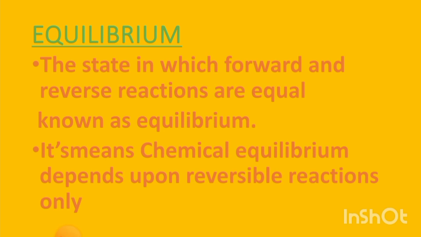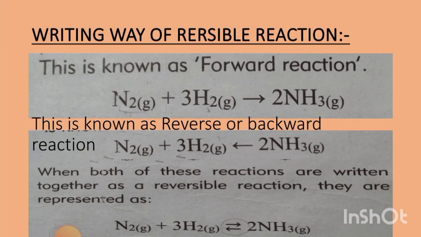Equilibrium means the state in which the forward and reverse reactions are equal. So it is just like dynamic equilibrium. It means chemical equilibrium depends upon reversible reactions only. It means we can only discuss reversible reactions in equilibrium. Why? Because it concerns the rate of the forward and backward directions, which is involved only in reversible reactions. Okay, so this is equilibrium. Now what is the way to write a reversible reaction? As we have discussed, these types of reactions will never go towards completion.